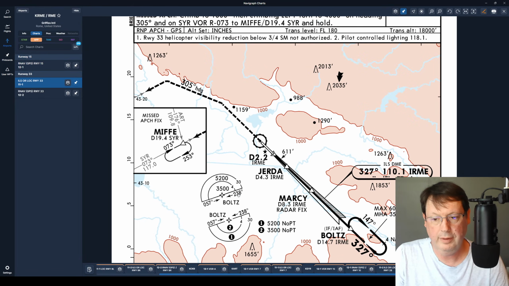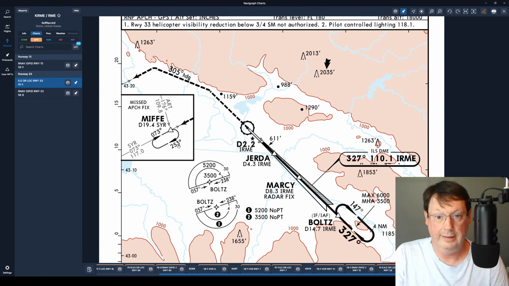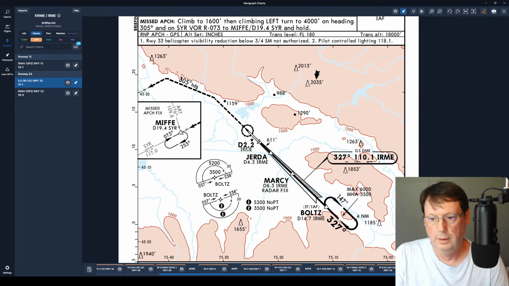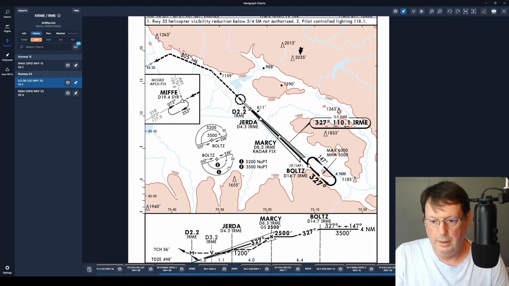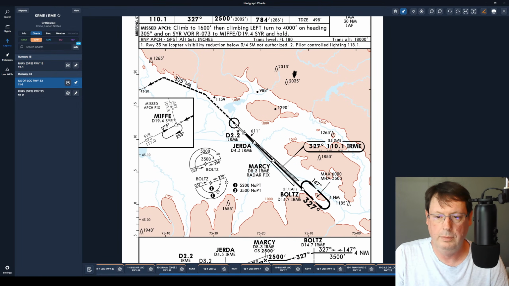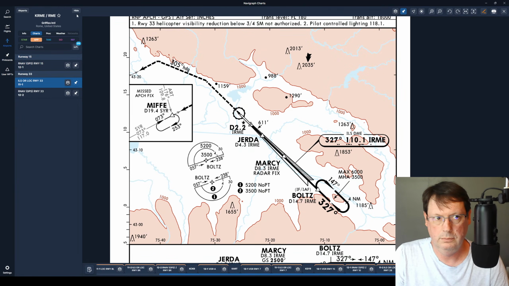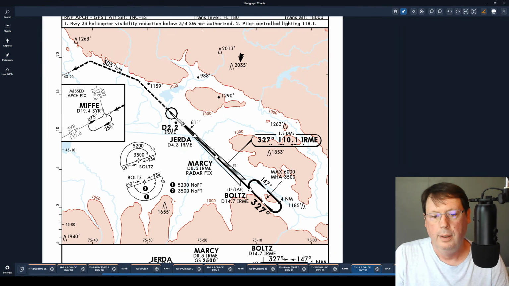This is actually a perfect example of why you might fly a circle to land approach. And I had to fly that exact circle to land on my check ride, and that was fun. I nailed it. So the only other thing I guess I would say, this is a relatively straightforward ILS approach.